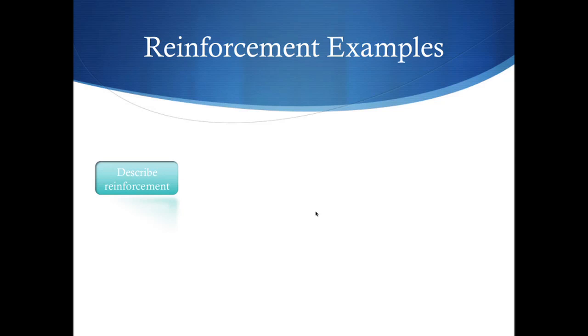Some examples, these are kind of fun. Here again, these are set up as the three-term contingency, so as we go through the slide, you'll see how this works. This first column is the SDs, the middle column is the response, and the final column is the consequence, and then the descriptor column is what's actually going on. So let's look at this one. Describe reinforcement is the SD, so that's me telling you. So you, right now, describe reinforcement.